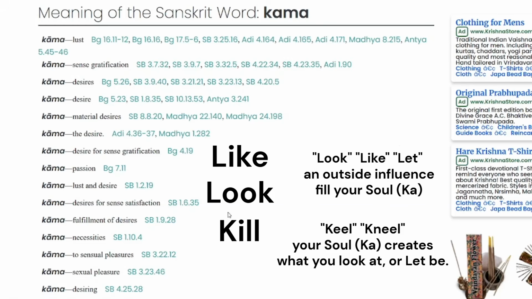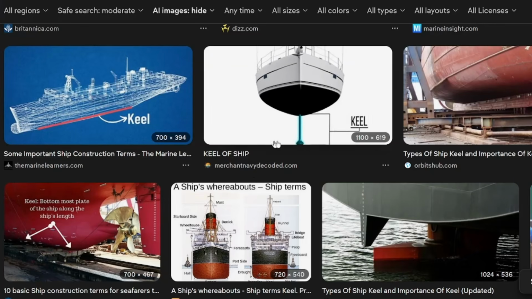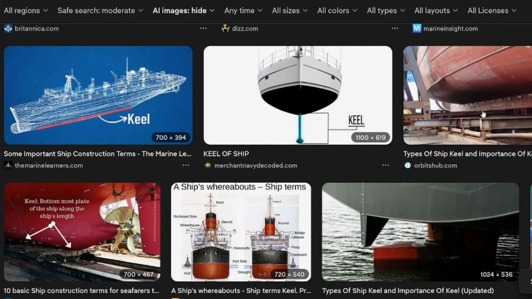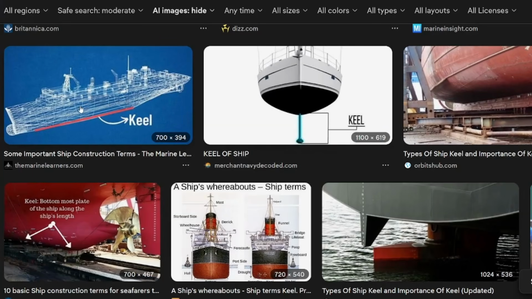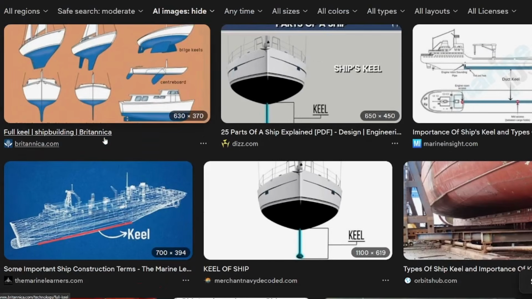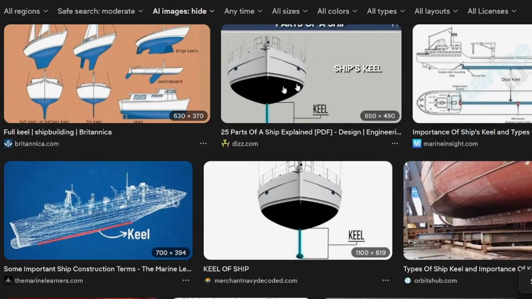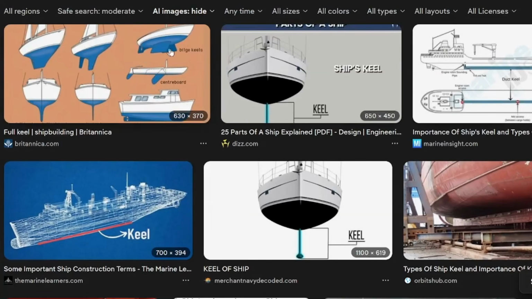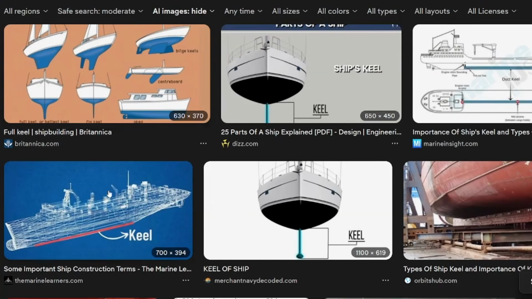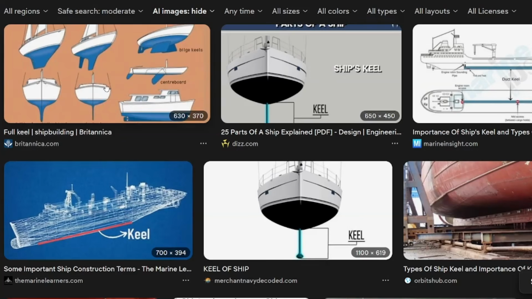That's what you look. But when you kill is when you keel, is when your soul provides what you look at, is when you cut. It's when you cut into the waters. Your ship doesn't change. The soul doesn't change. The water changes. Okay, that's when you kill. Right here, the waters change for stability. It's what keeps you stable. It's your soul doing it.